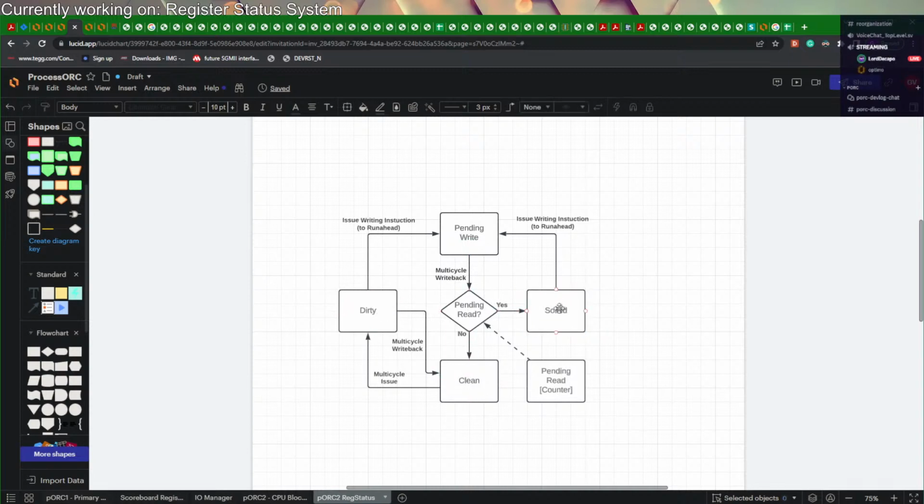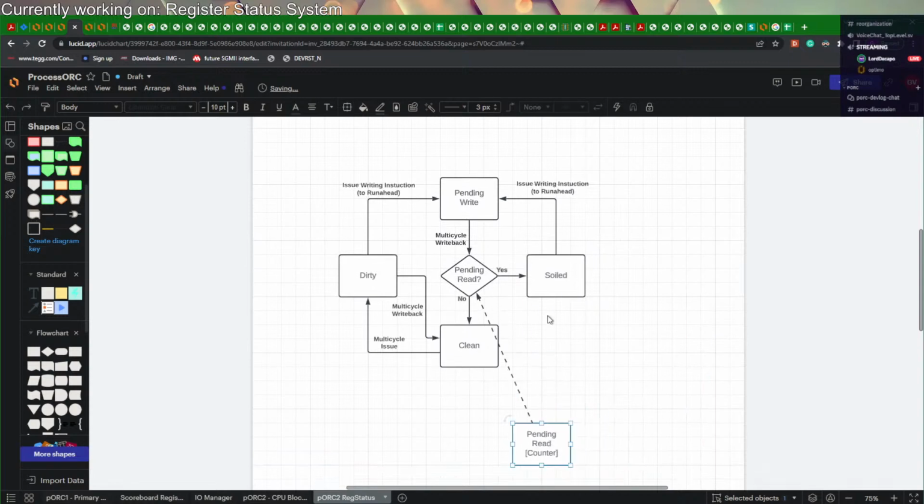Oh wait, how do I get to... Okay, yeah, getting to soiled. You can go from clean to soiled if pending. Oh, okay, I forgot a transition. Is there a pending read after dirty? No, there's a pending read after clean. Oh. I'll figure out where to place this next. Oh no. So clean can go to soiled.